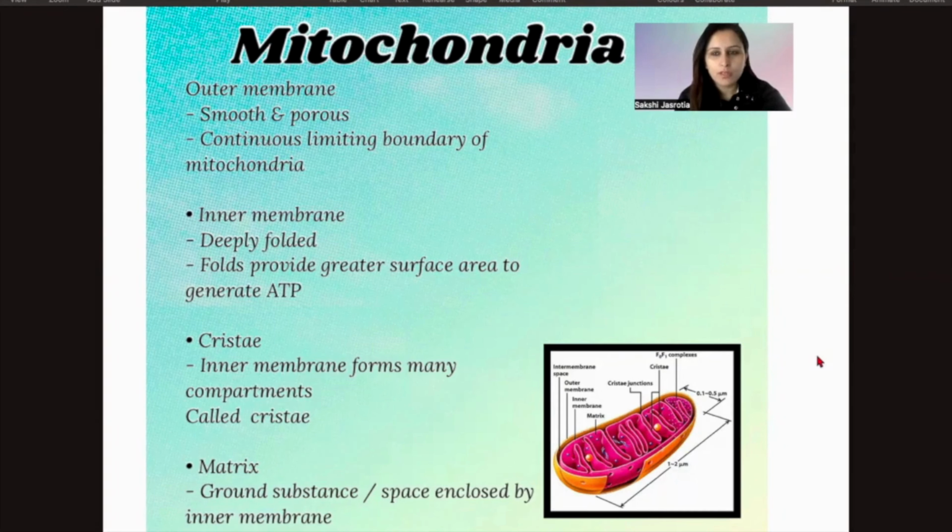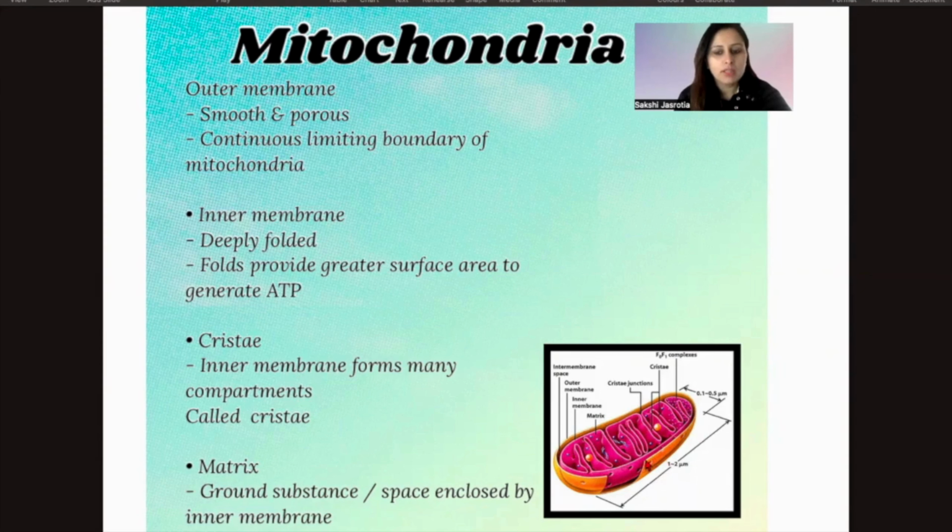Now we'll talk about the structure of mitochondria. Here we can see the outer membrane is the orange one that is reflected here in the diagram, and the inner one is the pink color, right? So there is a gap also between these two layers. This is called the intermembrane space, which is mentioned over here also, right?